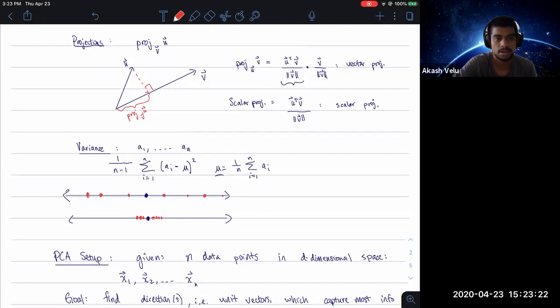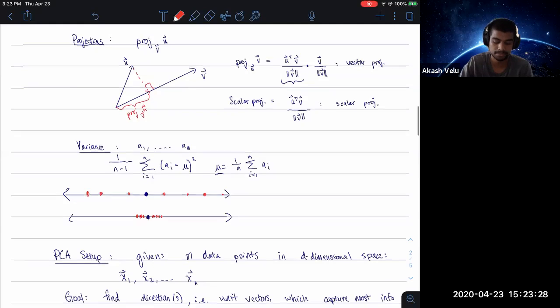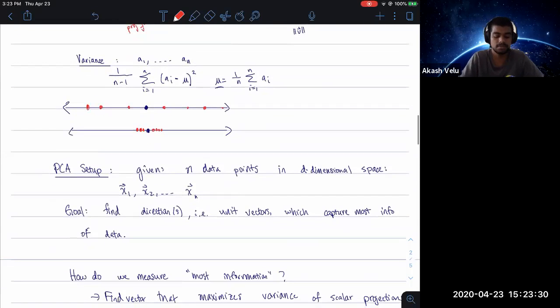Okay, so now that we've reviewed some of the relevant concepts, let's get into the formal description of PCA. What we're given in PCA is just a bunch of data points. That's it. Specifically, let's say we're given n data points and each point is in d-dimensional space. So d can be any integer number, 1, 2, a million, a billion, and n is an arbitrary positive integer as well. And the goal, which we'll formalize a little more shortly, is to find the direction or directions, in other words the unit vectors, which capture the most information about the data.